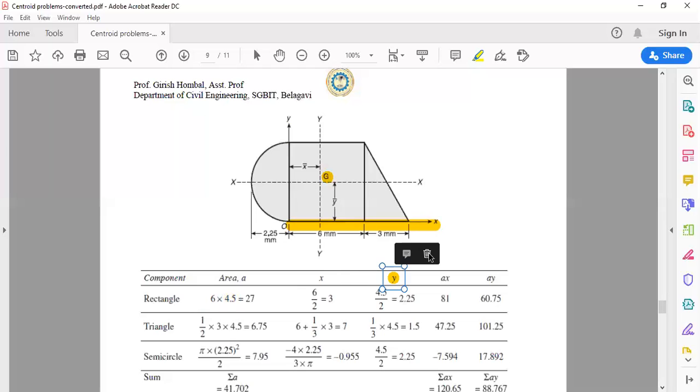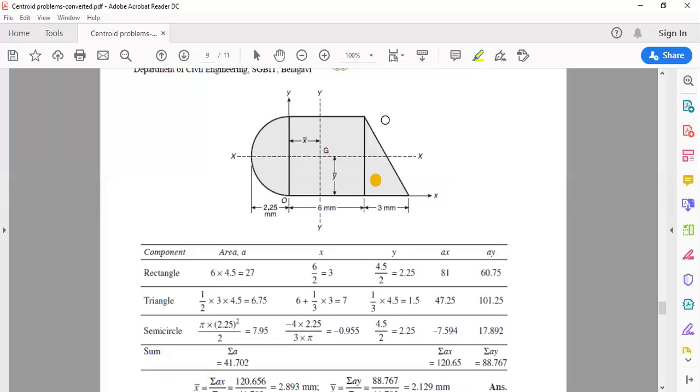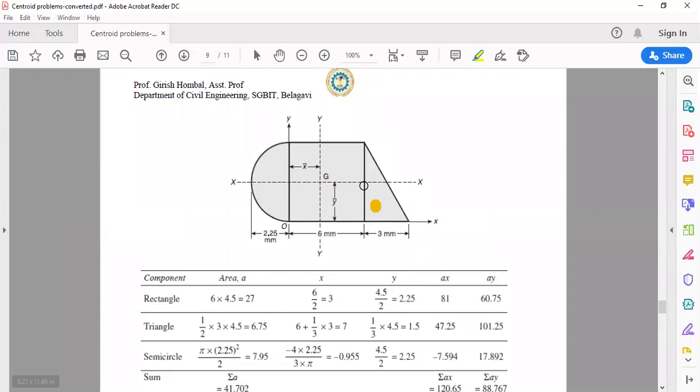Now next, let us move on with the second diagram, the triangle. For this triangle, the respective CG lies somewhere here, close to the right angle. Let us calculate its area first. The area of a triangle is half base into height, where the base is 3 mm and the height is 4.5 again. So it is half into 3 into 4.5, which gives 6.75 mm square. So this is the area.